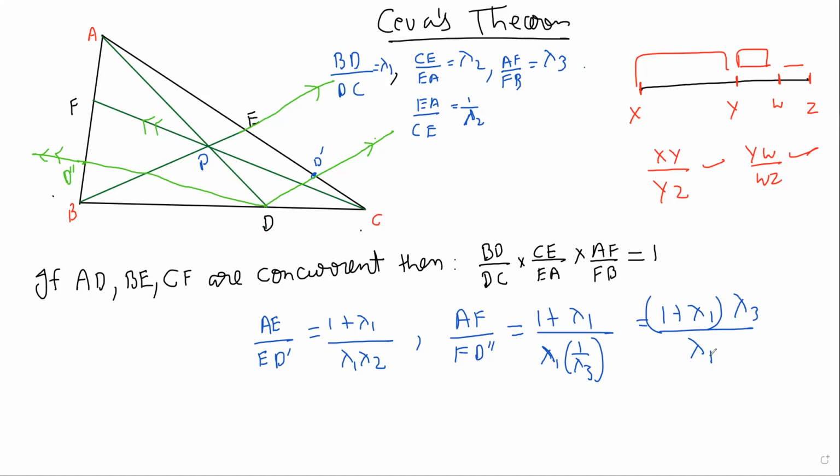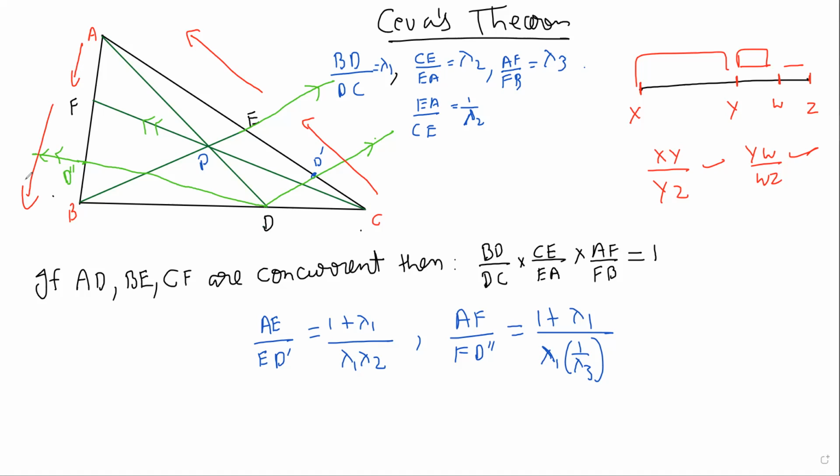So do you guys see I made a mistake? Okay, so Ishana, you are right. This will be lambda 3 only. Let me say the reason. See, CE by EA was from bottom up, right? AF by FB is from top to bottom. So that is opposite.